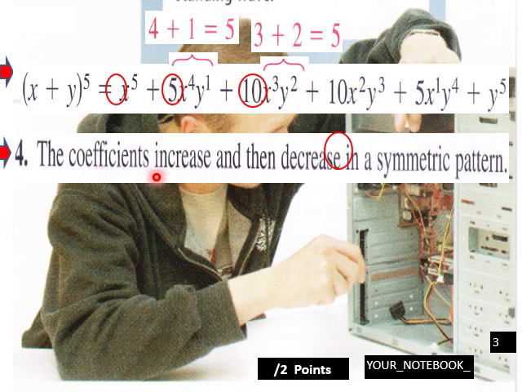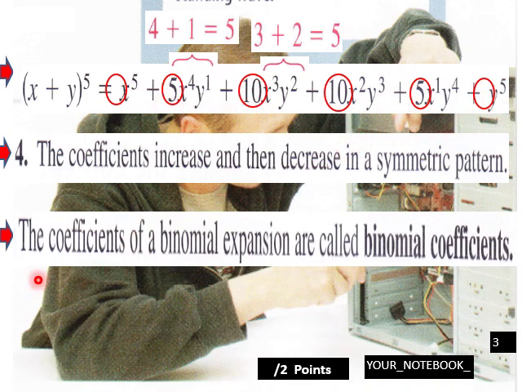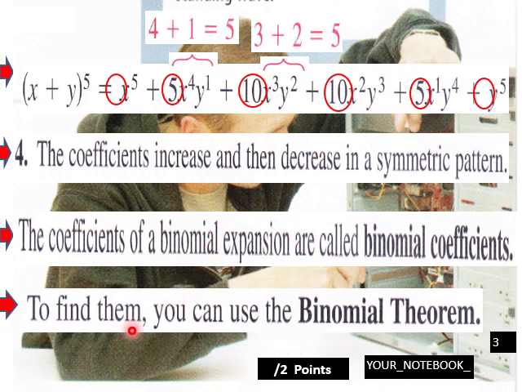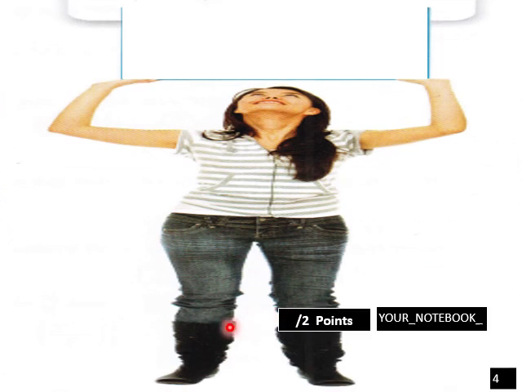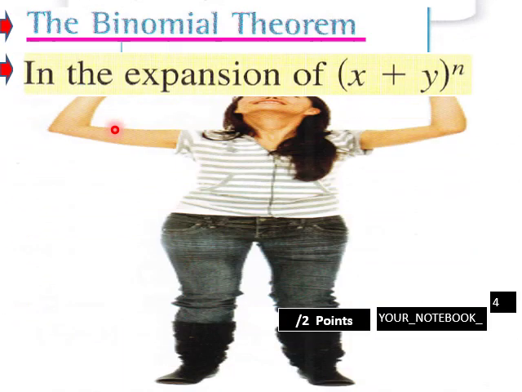The coefficients increase and then decrease in a symmetric pattern too. You have 1, 5, 10, 10, 5, 1. The coefficients of a binomial expansion are called binomial coefficients. To find them, you can use the binomial theorem. So what's the binomial theorem?